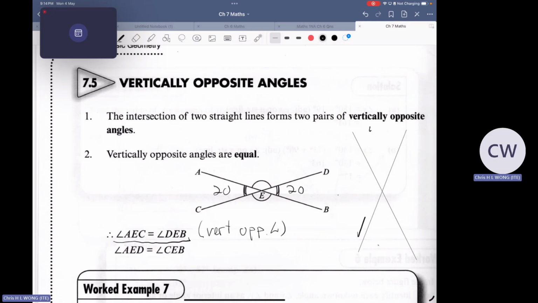No need to spell it out. Vertically opposite angle. Same thing here, vertically opposite angle. No need to spell it out, just put the reason.